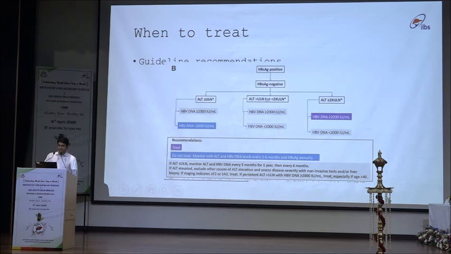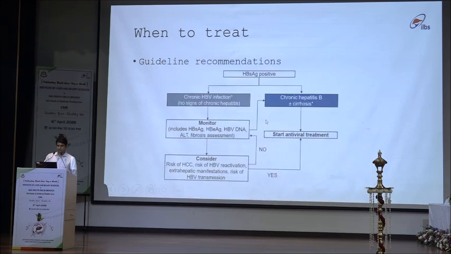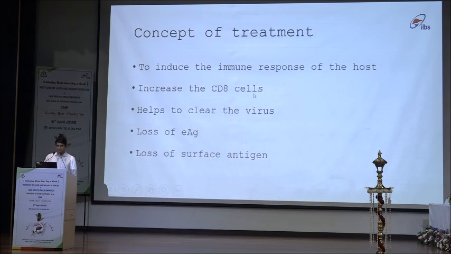Similarly, the HBe antigen negative subjects can have advanced fibrosis or significant liver disease even at low DNA titer levels, like up to 2000. So, such patients with high ALT levels and DNA titer more than 2000 should be started on treatment. Patients with low ALT and moderate elevation of the DNA should be followed and should not be started on antiviral upfront. So, what is the concept of treatment of hepatitis B virus?